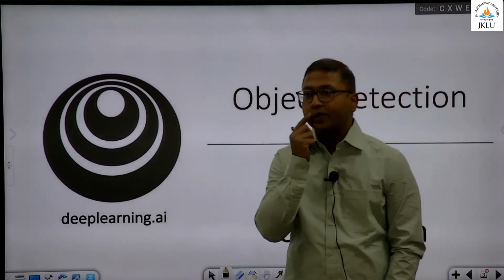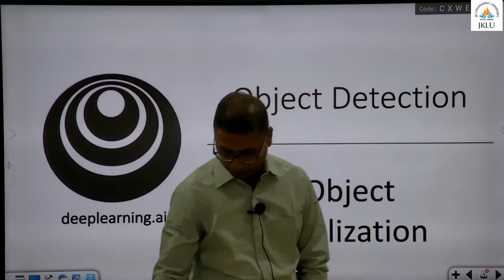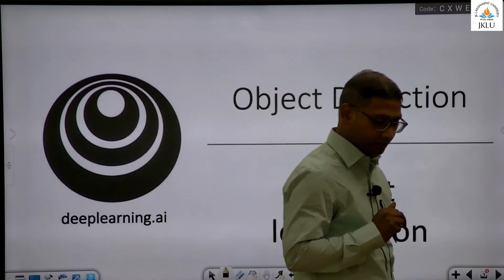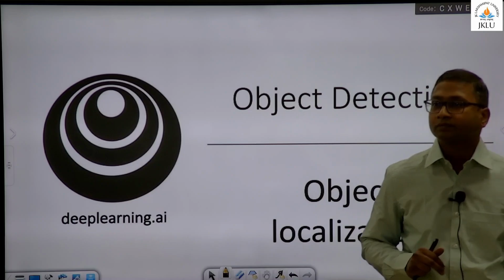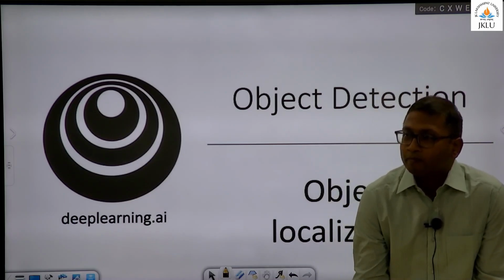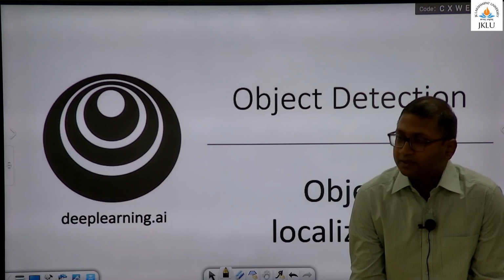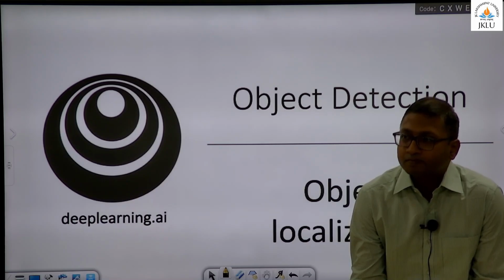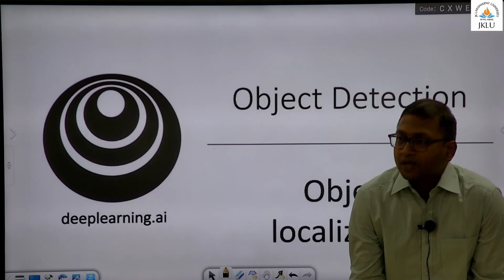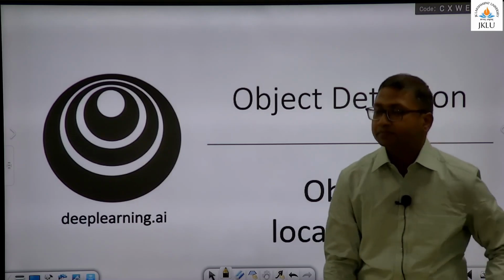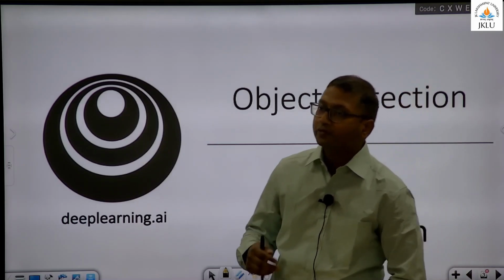What is the problem of object detection? Can any one of you tell me? What is object detection, and how is it different from classification? How many of you have used YOLO before?